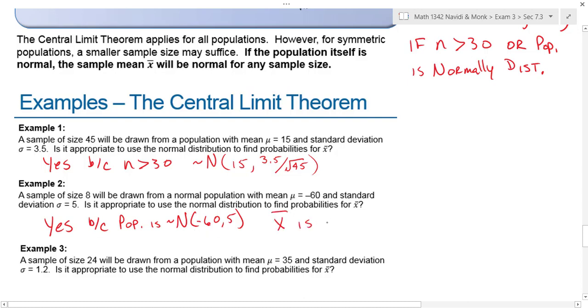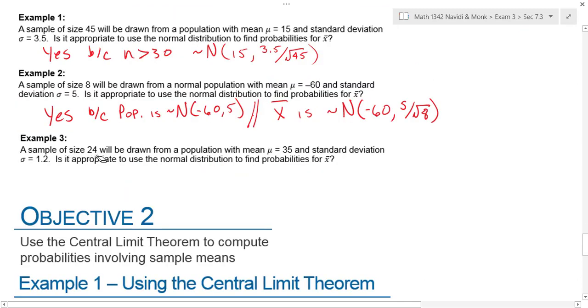x bar is distributed normally. What will be the mean for x bar? -60. And what will be the standard deviation for x bar? 5 divided by the square root of 8. This is why we can use the Central Limit Theorem. This is what the Central Limit Theorem tells us that x bar's distribution is.